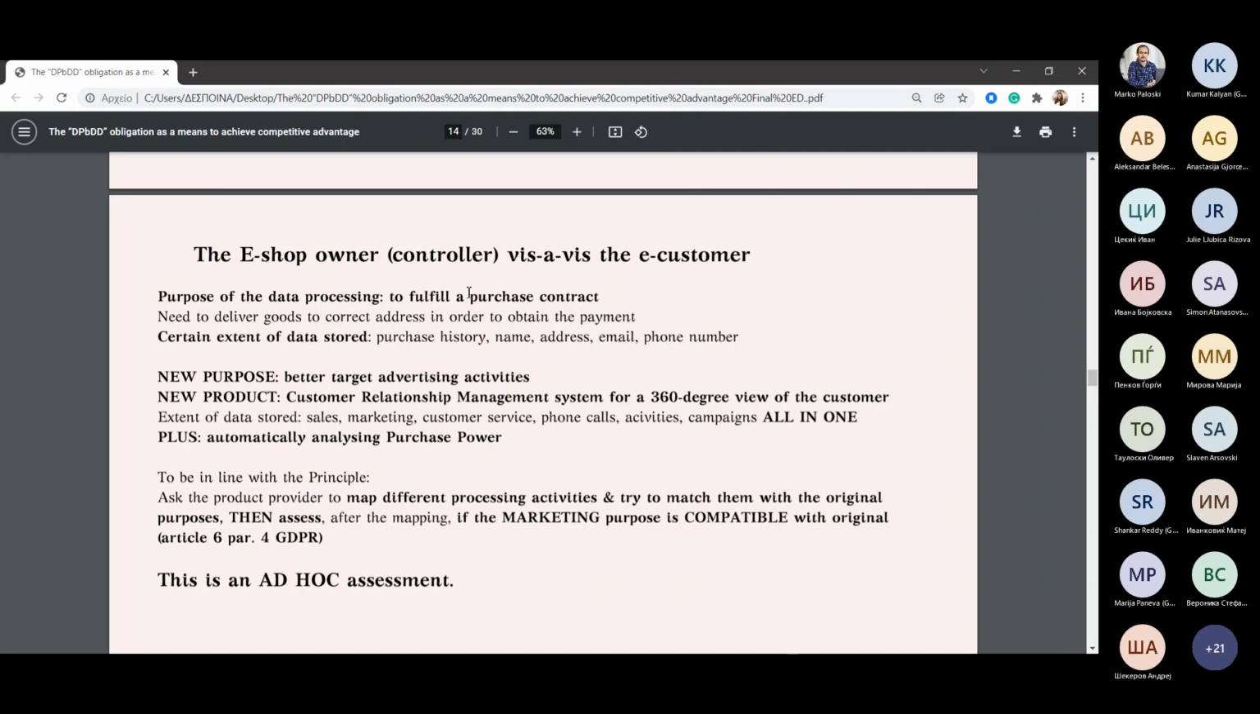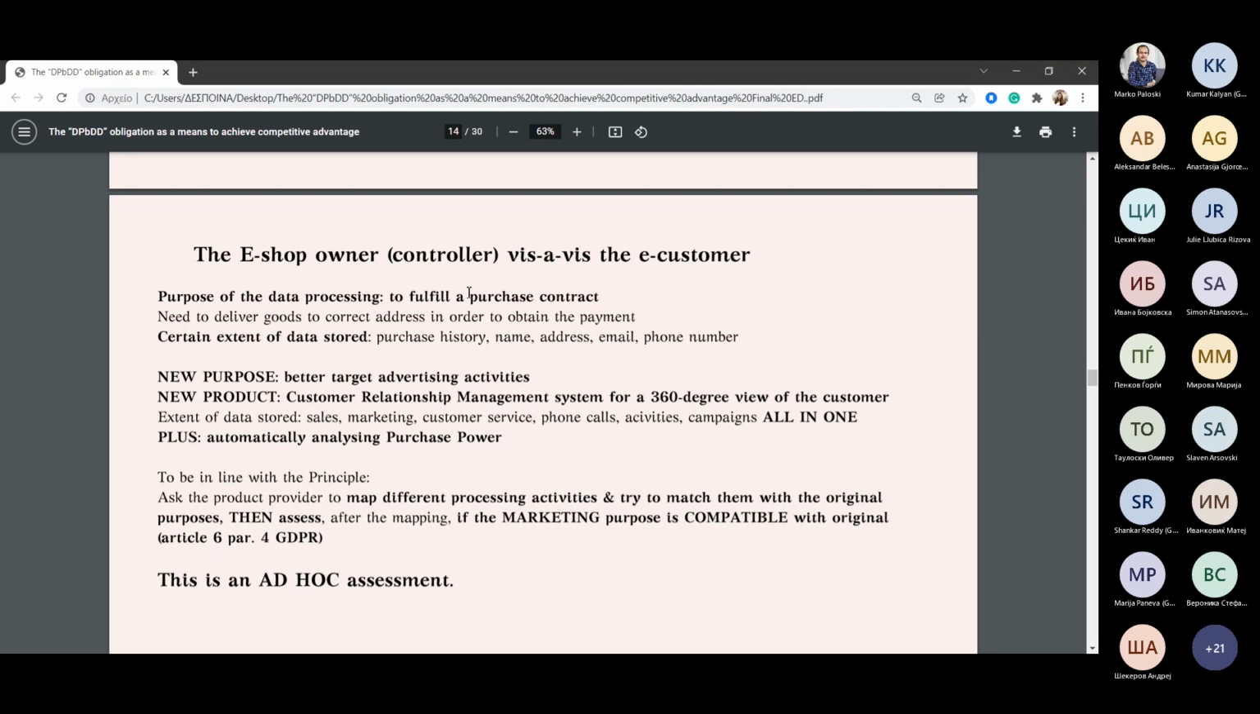So he needs a new product, which might be a customer relationship management system for a 360-degree view of the customer, let's say, set of data. The extent of the data store might be sales, marketing, customer service, phone calls, activities, campaigns, all in one. So plus this new product might lead to automatically analyzing the purchase power of the customer.